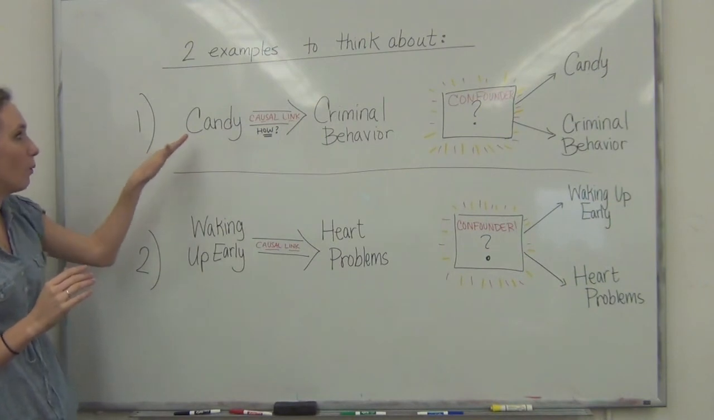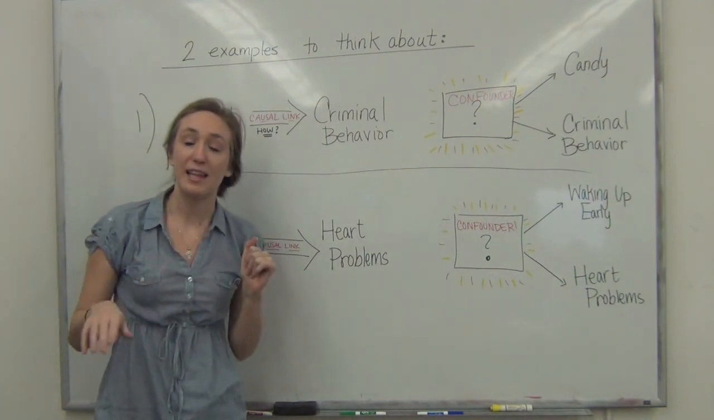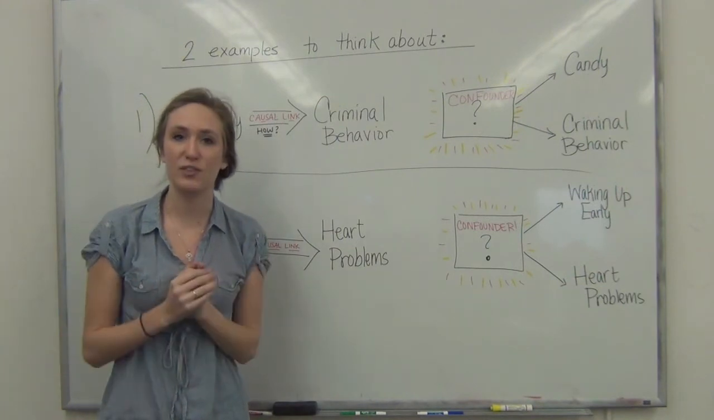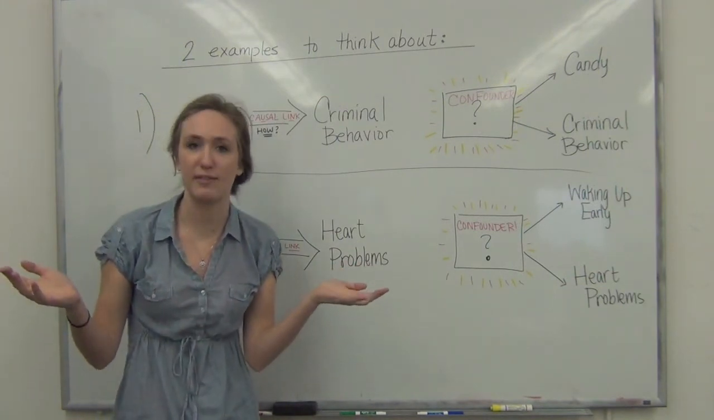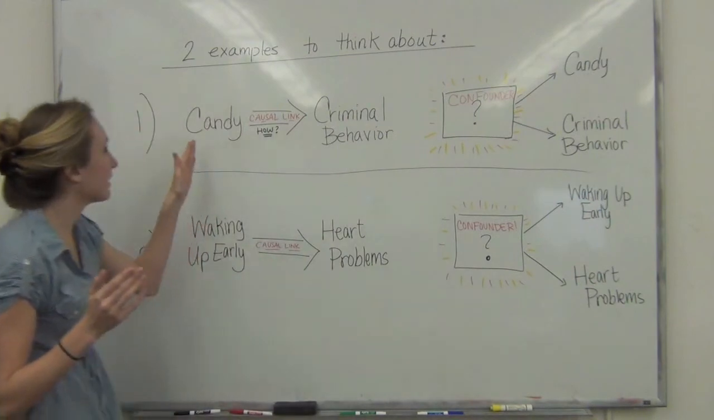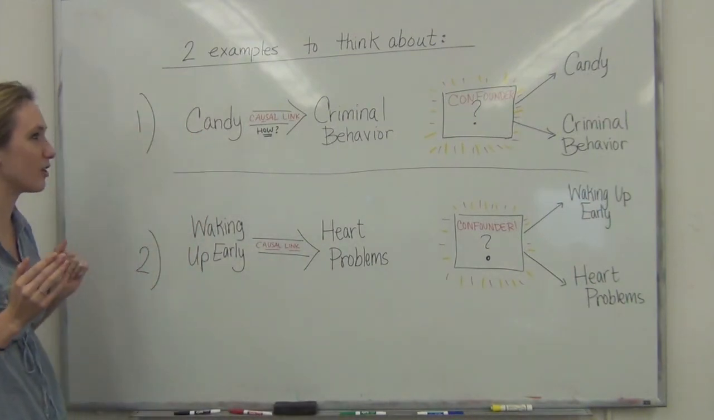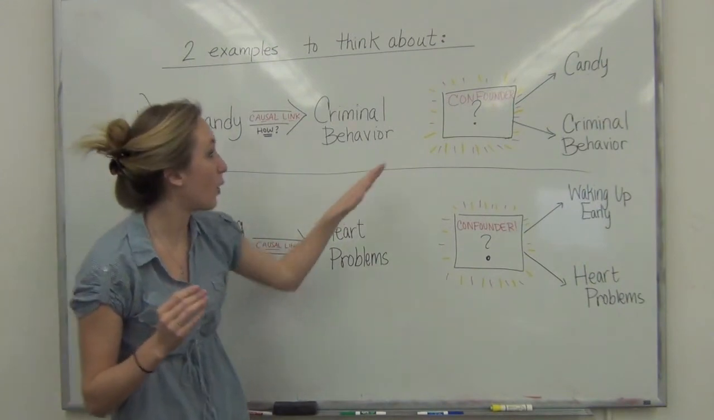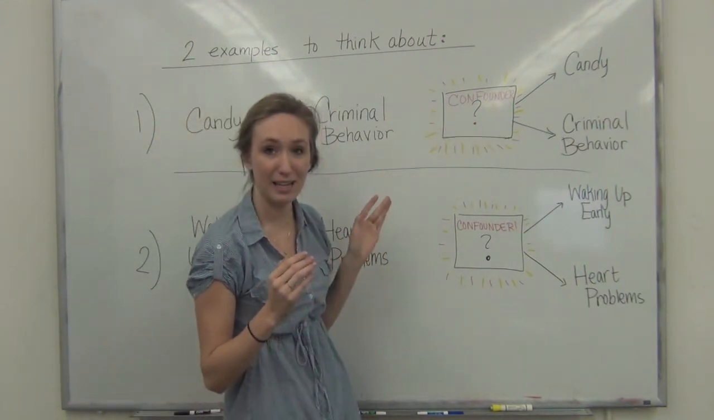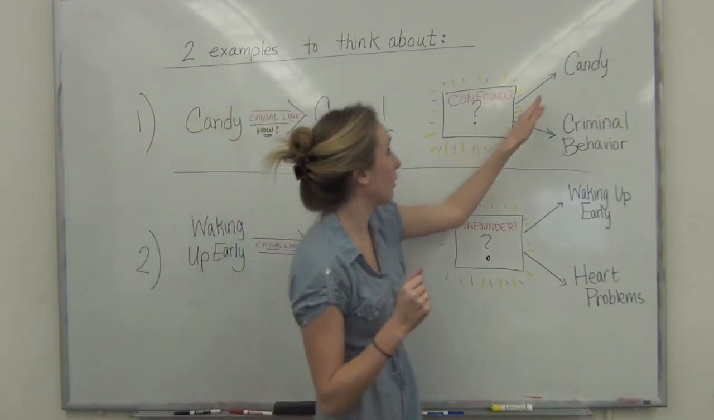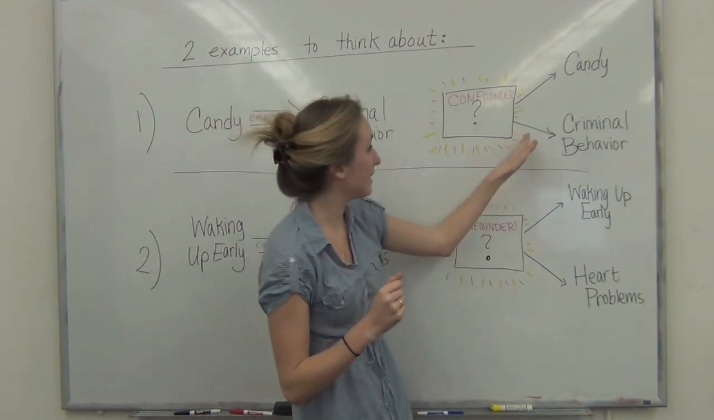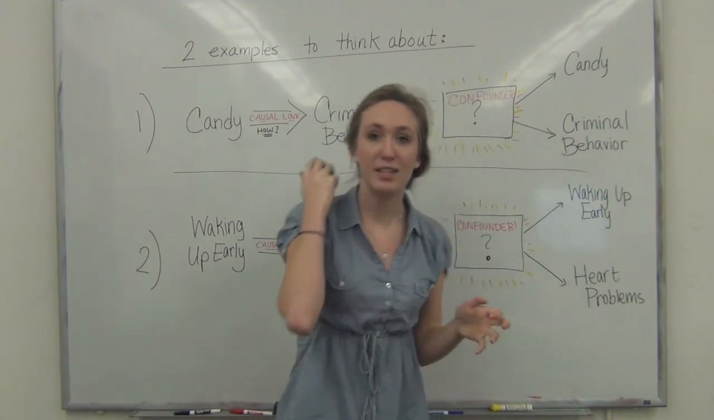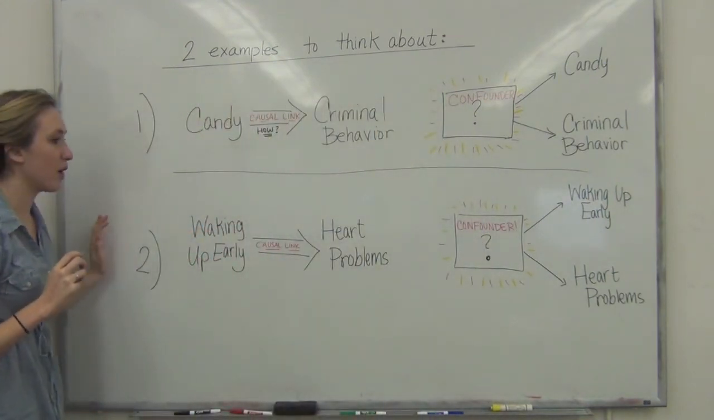So, what's the difference between a household that eats a lot of candy and a household that doesn't eat a lot of candy? Make a list for yourself, even use anecdotal evidence from your own life, and try and characterize candy-eating children and non-candy-eating children. Could any of those differences go in this mystery box and explain what makes them more likely to eat candy and also what makes them more likely to later become criminals? So think about that one. The second example, I don't think we've gone over yet.